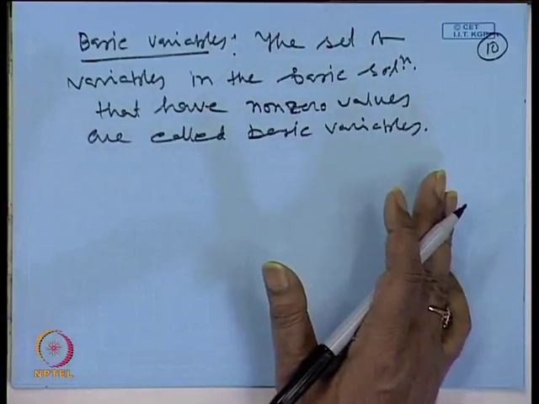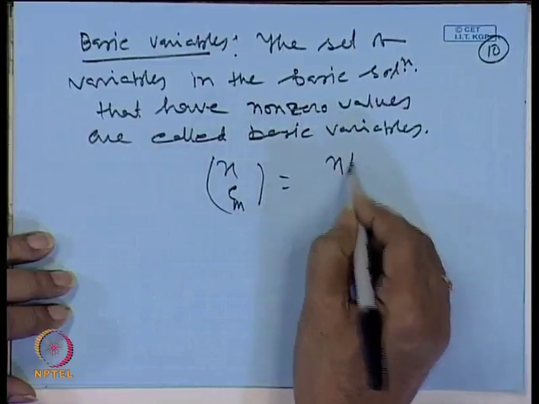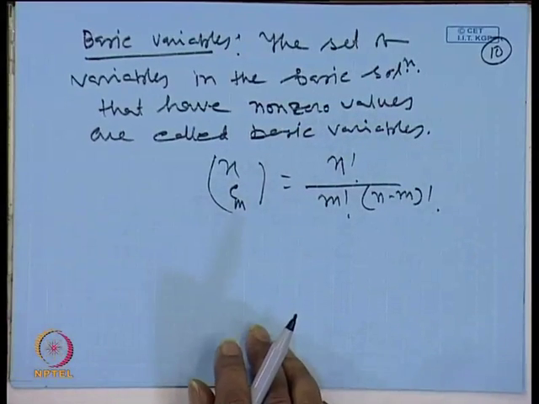I told you that if you have n variables and m equations, we have m basic variables, and we assign the non-basic variables the value 0, and immediately we get the basic variable solution. We have that type of combination, nCm, that is n factorial over m factorial times (n minus m) factorial. So what is a basic feasible solution? You have the basic solutions; those that are feasible are called basic feasible solutions.